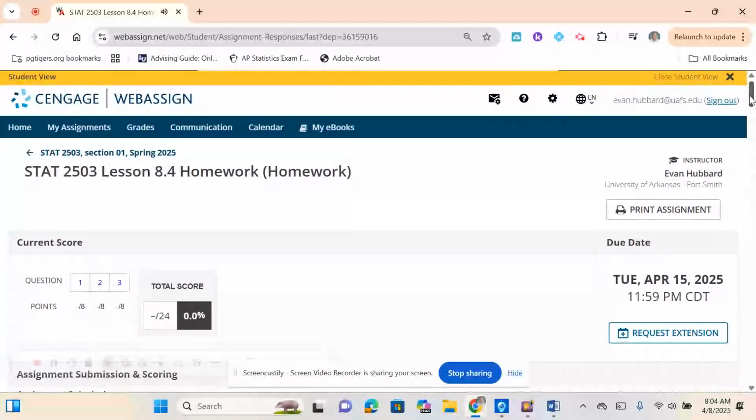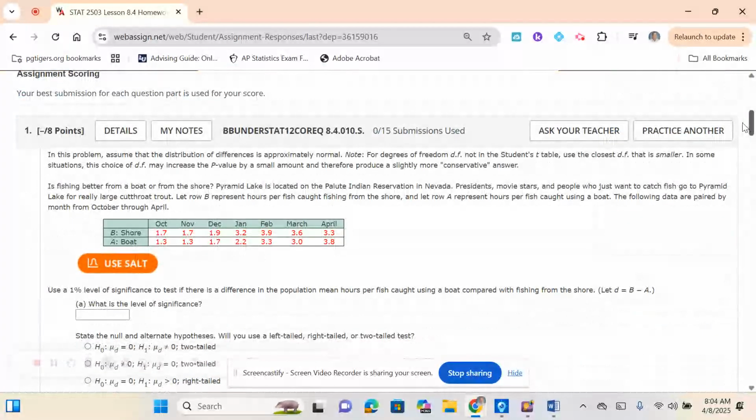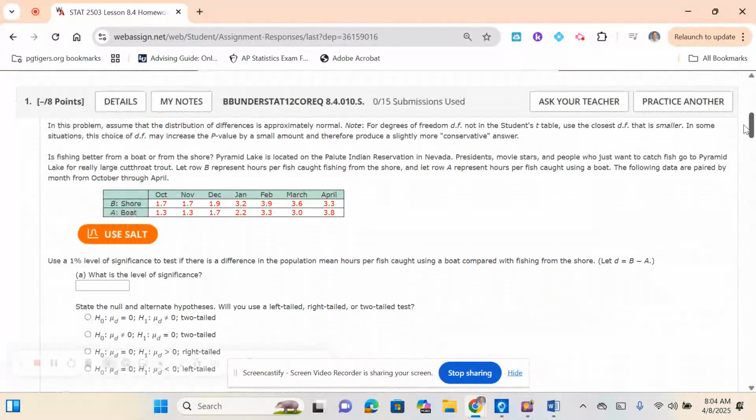Number 1. In this problem, assume the distribution of differences is approximately normal. Note degrees of freedom of the Student's t-table. Use the closest one that's smaller. Okay, we don't have to worry about that.